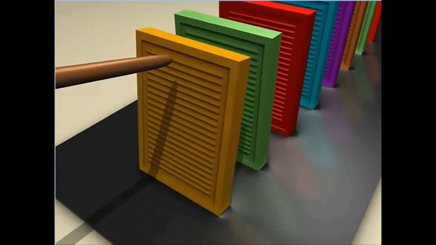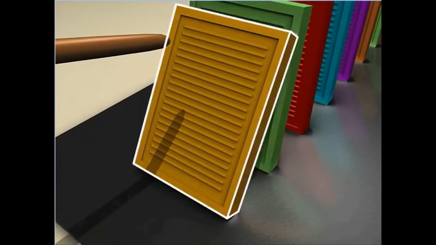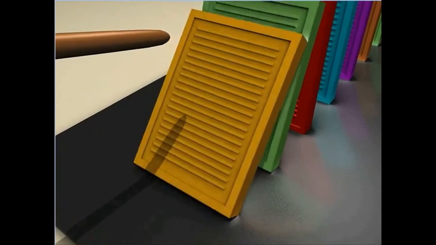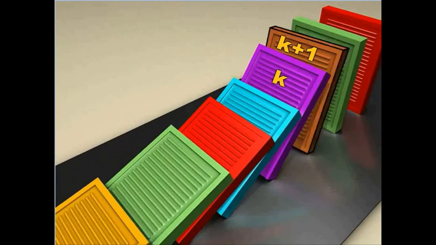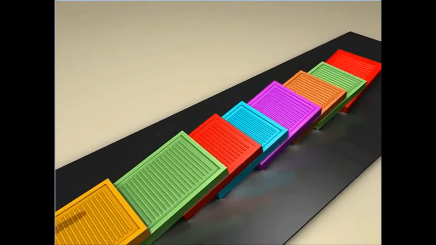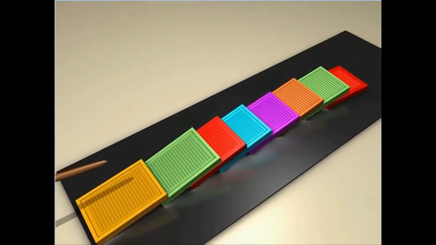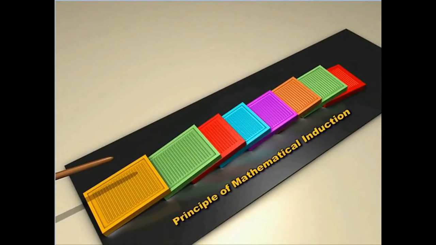To be sure that every tile will fall, it is necessary to establish two facts. 1. The first tile falls. 2. In the event that any kth tile falls, its successor, that is the k plus 1th tile, will also definitely fall. Here underlies the principle of mathematical induction.